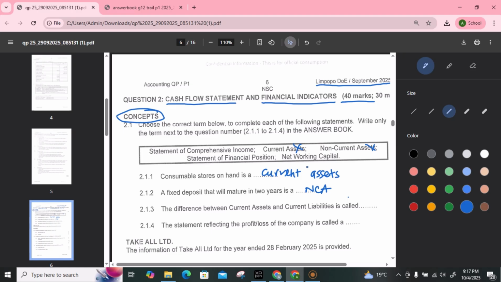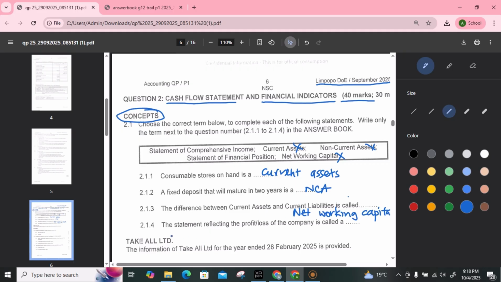So the difference between current assets and current liabilities is called dash. That will be net working capital. So this one is also out, net working capital. Alright, on the next one, the statement reflecting the profit or loss of the company is called a dash, and that will be statement of comprehensive income. Let us quickly put our answers in the answer book.